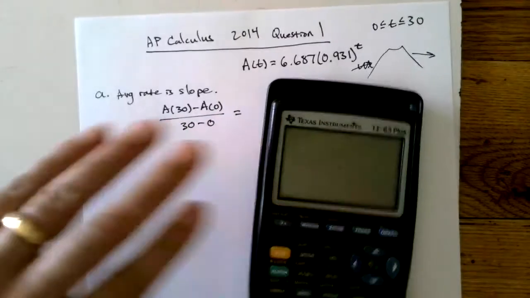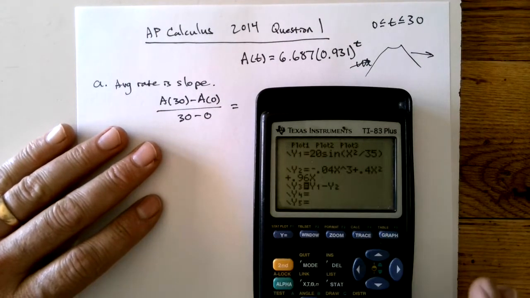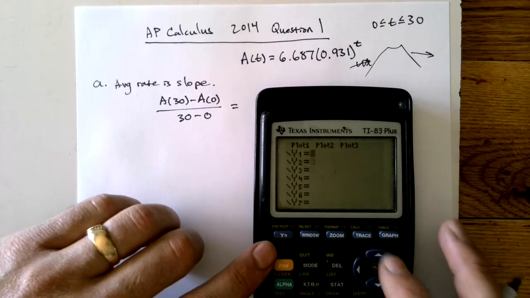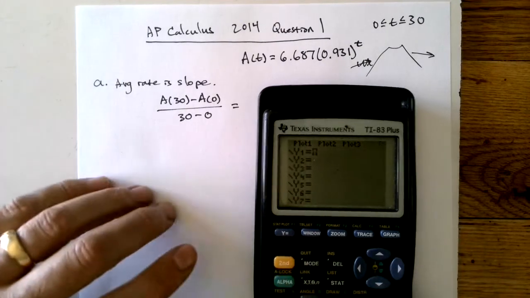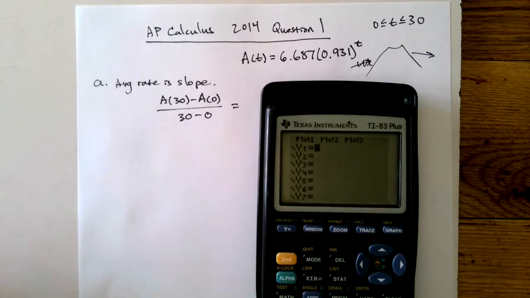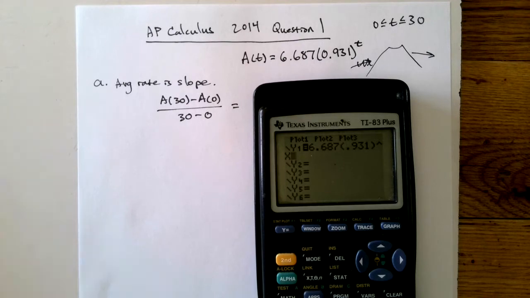So I go to my calculator, go into my y equals, get rid of my stuff from the previous problem we just did, and I'm going to enter 6.687 times 0.931 raised to the t power.